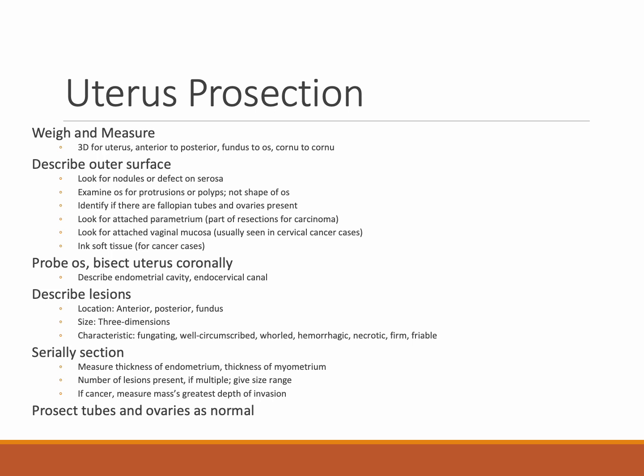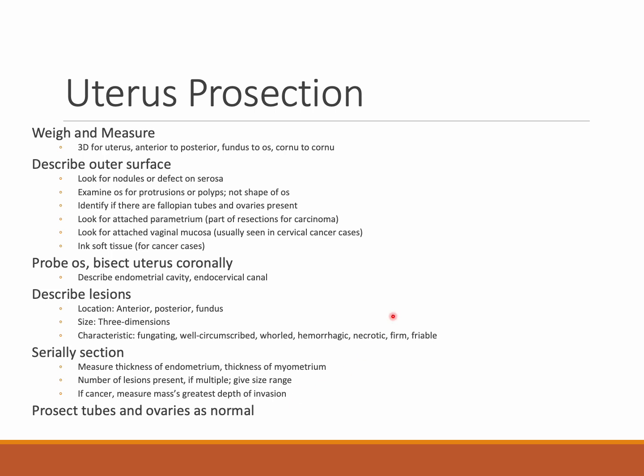So first, we get our hysterectomy, and we're going to weigh and measure this. You'll try to keep orientation when you're measuring 3D. I usually do an anterior to posterior measurement, fundus to os measurement, and a cornu to cornu. You remember the cornua are where the fallopian tubes come in. We're also going to describe the outer surface. That's pretty standard, so the SSCCPT.